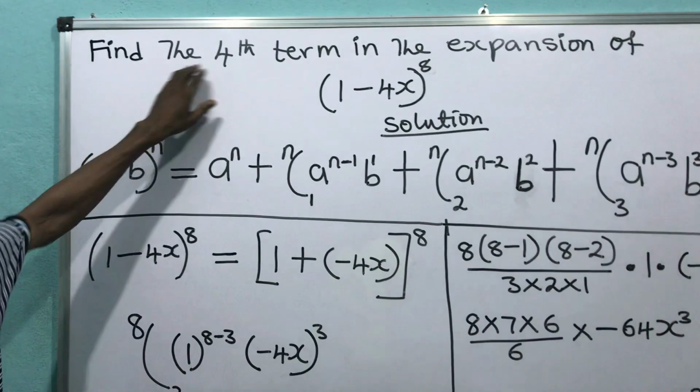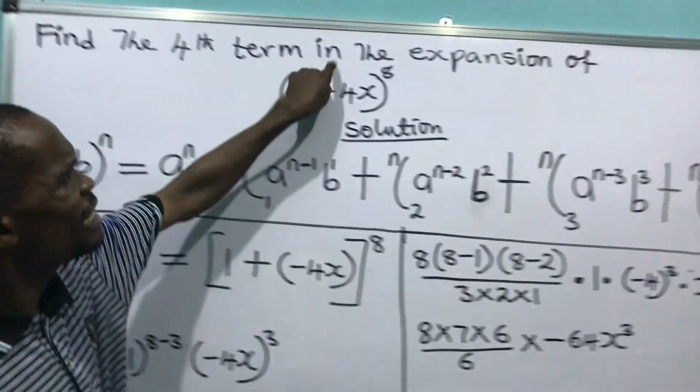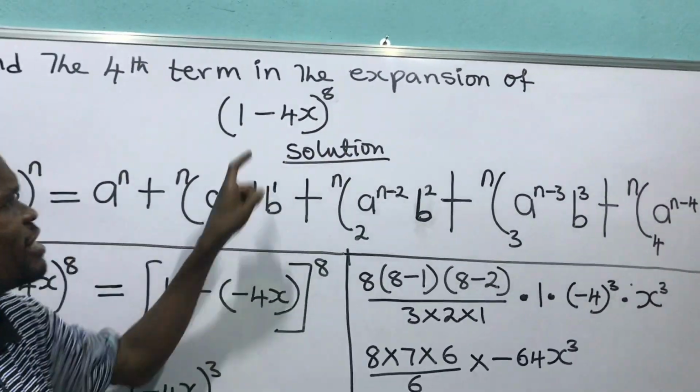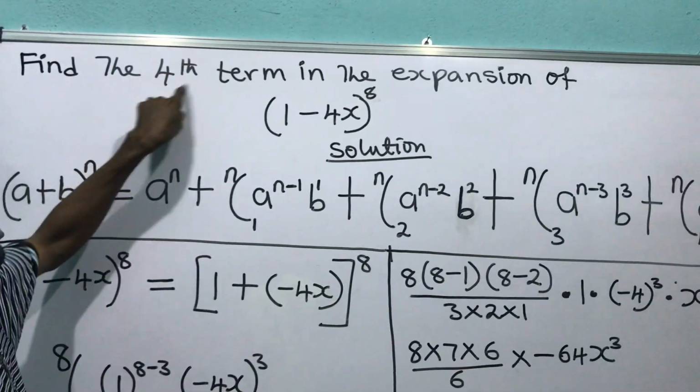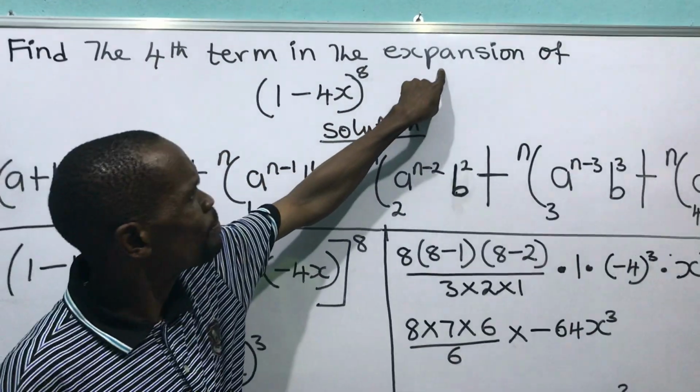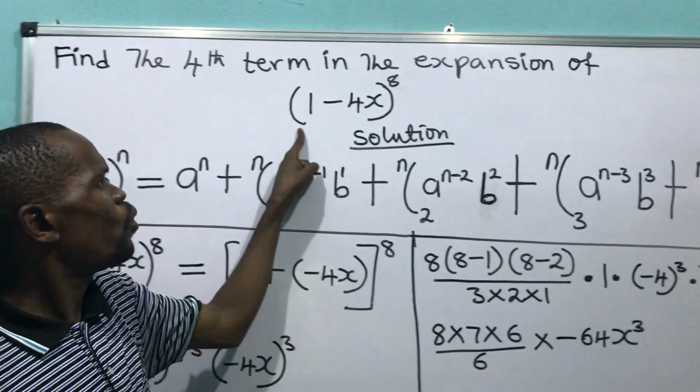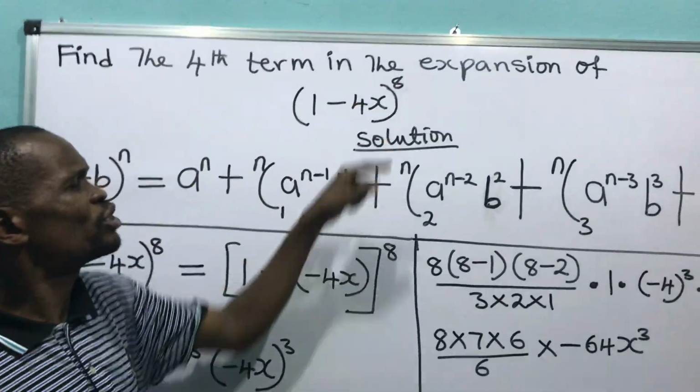They say find the fourth term in the expansion of 1 minus 4x all raised to power 8.